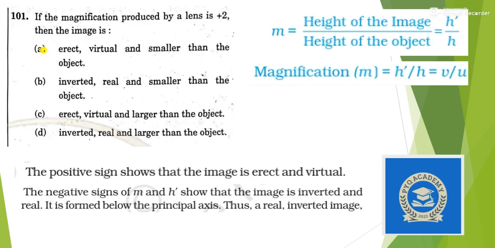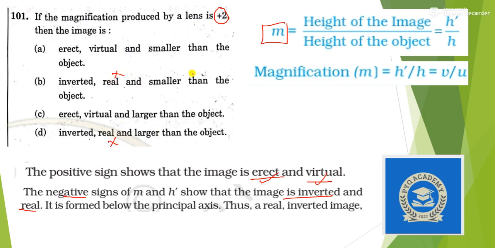Then if the magnification produced by a lens is +2, then the image is. So first you need to know what is magnification. Magnification is nothing but the ratio of height of image to the height of object, and there is relevance of the sign. So positive sign shows that image is erect and virtual, and negative sign shows that image is inverted and real. Here the sign is plus, that means the image is erect and virtual, so we can eliminate real and inverted.